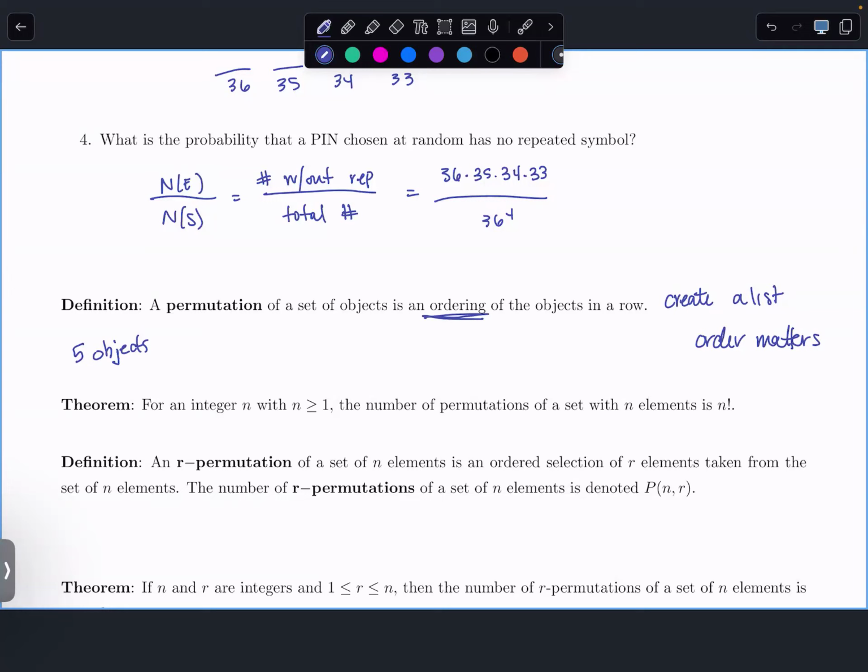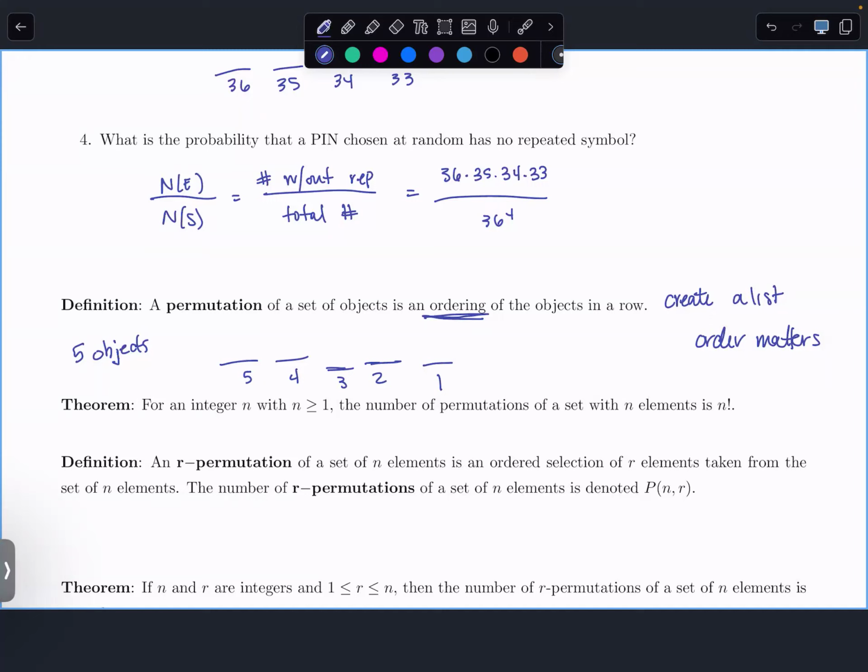I want to arrange the 5 of us in a line. How many ways could I arrange that line? How many different lines are there? How many people could be in the first spot in the line? 5. How many people could then be in the second spot? Good.